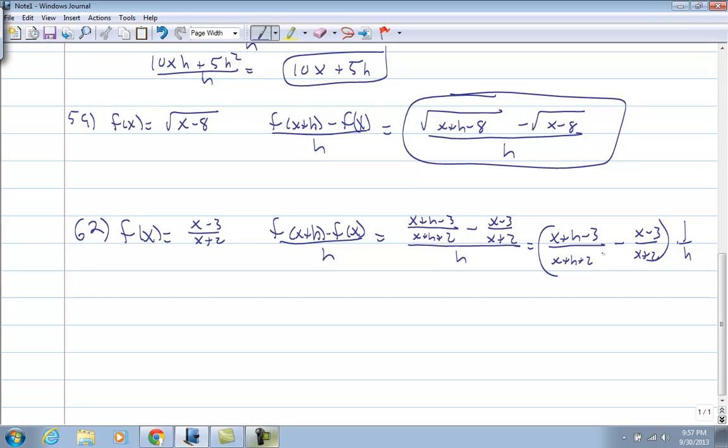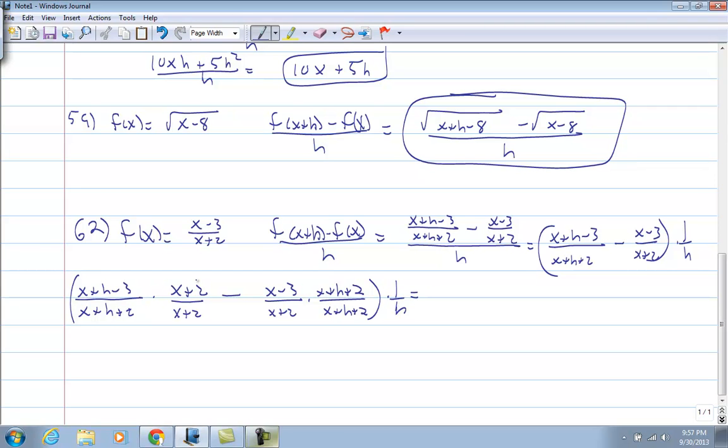Now, to combine these, we need a common denominator, and it's going to be x plus h plus 2 times x plus 2. So it's x plus h minus 3 over x plus h plus 2 times the x plus 2 over x plus 2, minus x minus 3 over x plus 2 times x plus h plus 2 over x plus h plus 2. And we can't forget that times 1 over h.